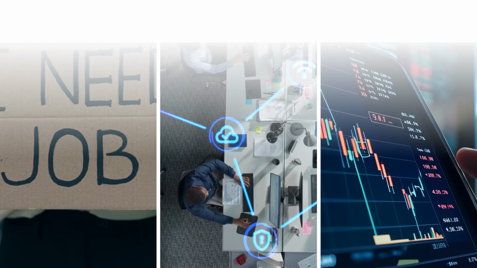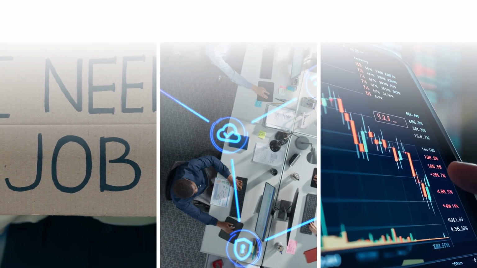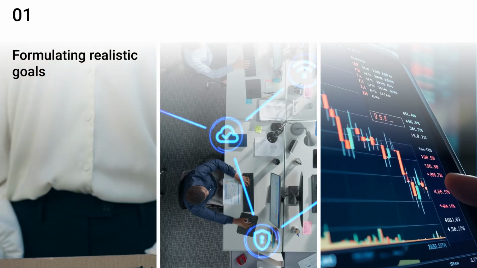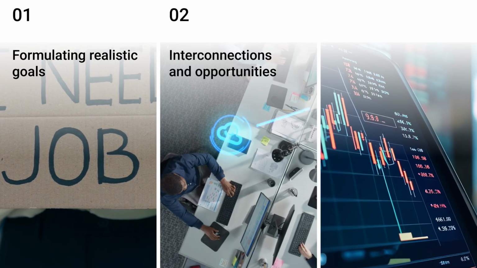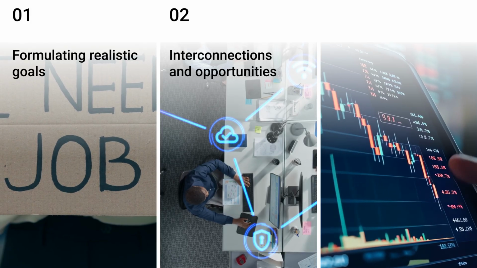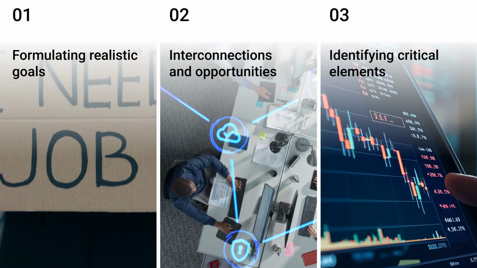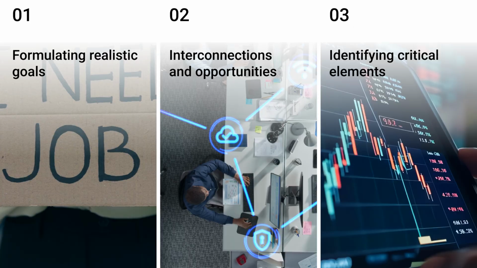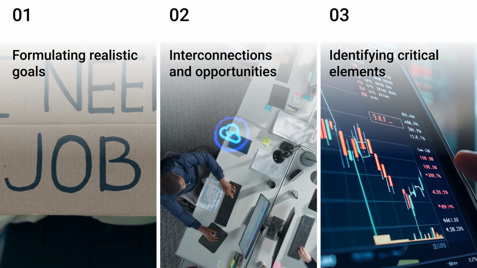The problem tree makes it easier to understand the situation and make informed decisions. It provides a logical structure and helps us formulate realistic and achievable goals. It also creates a clear picture of the interconnections and opportunities. Last but not least, the problem tree allows us to identify the critical elements in a project, the parts on which its effectiveness and sustainability depend. Understanding the problem is the first step towards defining the objective and achieving project success.